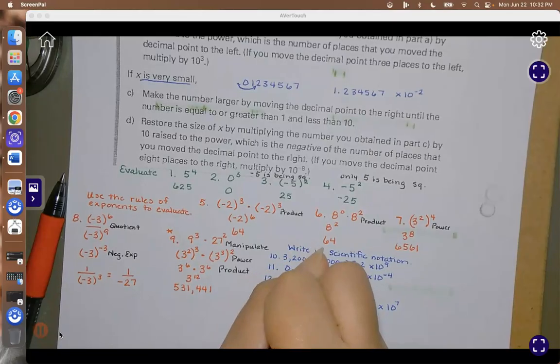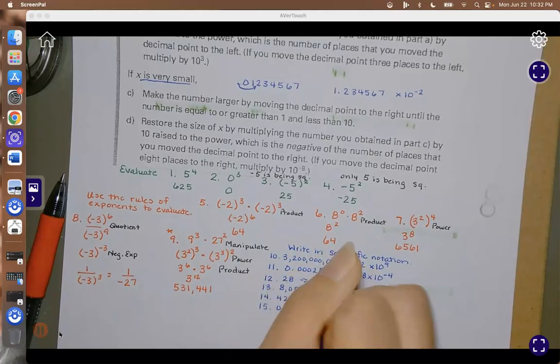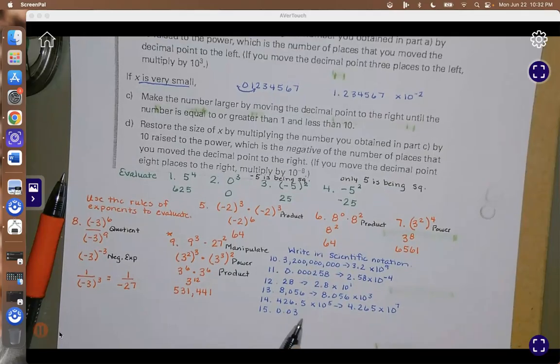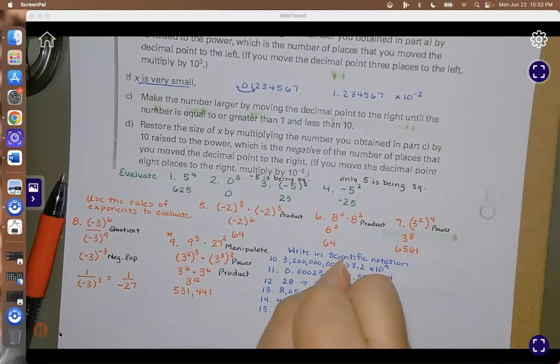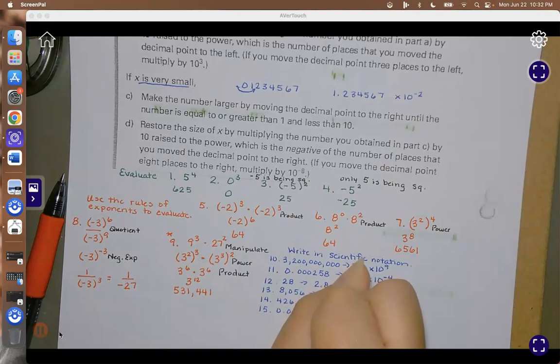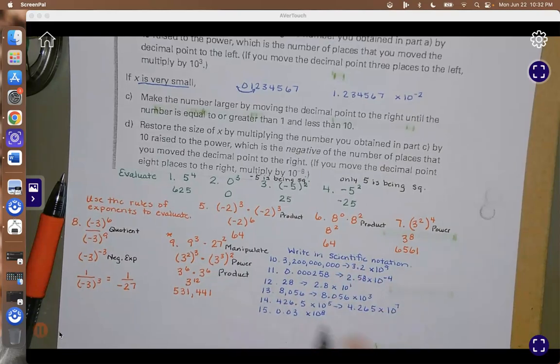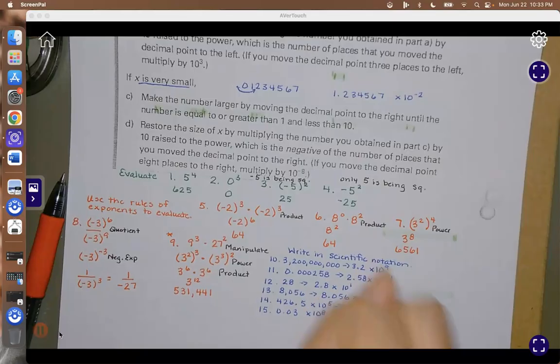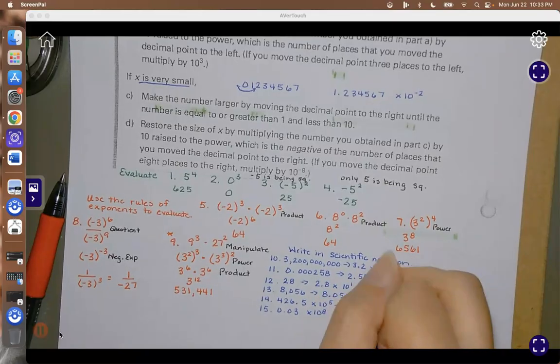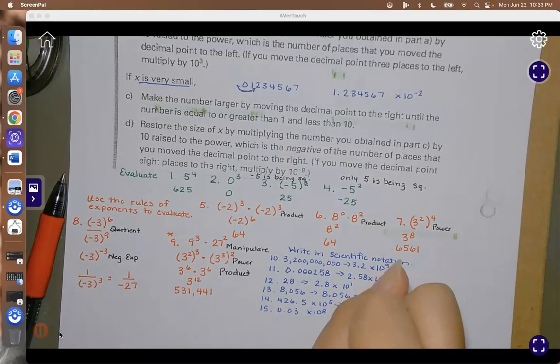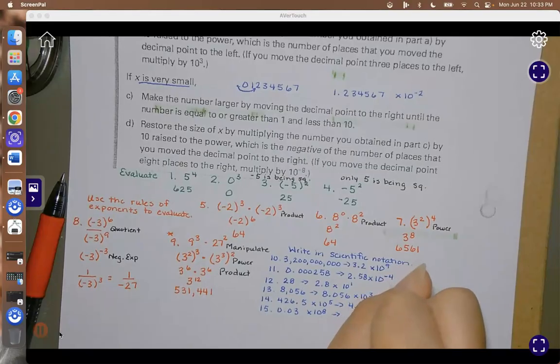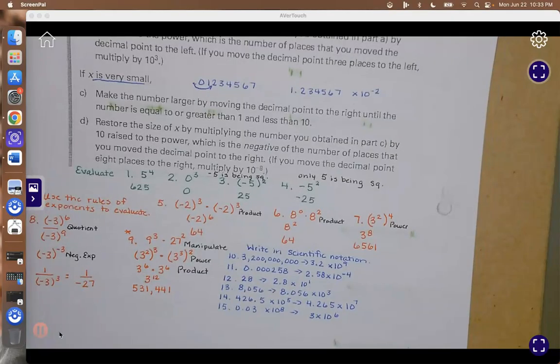And this one, 0.03 times 10 to the 8th. Now I'm going to have to move it back 2 places, and it's becoming a negative, so that means I need to subtract 2 places. So when I take off 2 places, that's going to become to the 6th power. All right.